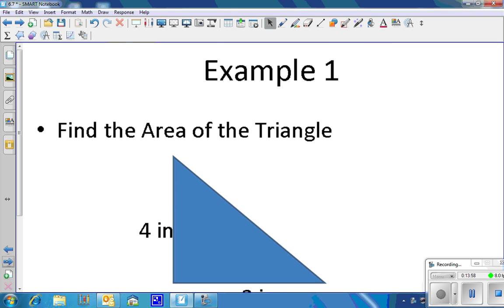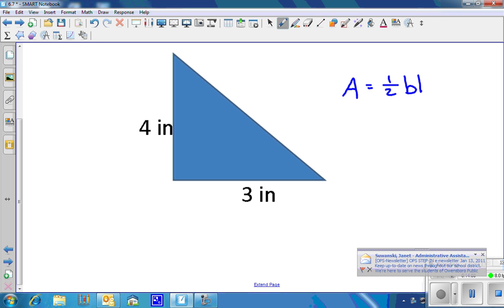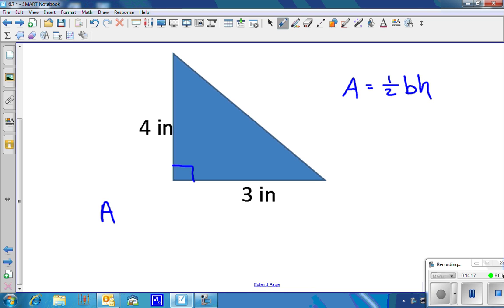Okay, let's do this problem. Find the area of the triangle. Well, triangle, what's the formula for area? Good. What's the base? 3. Okay, it's a right triangle. In a right triangle, the base and the legs are the same. So you've got area equals 1/2 times 3 times 4. 3 times 4 is 12. Half of 12 is 6.